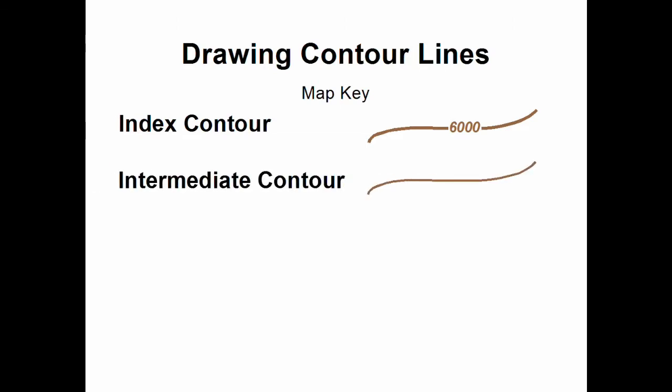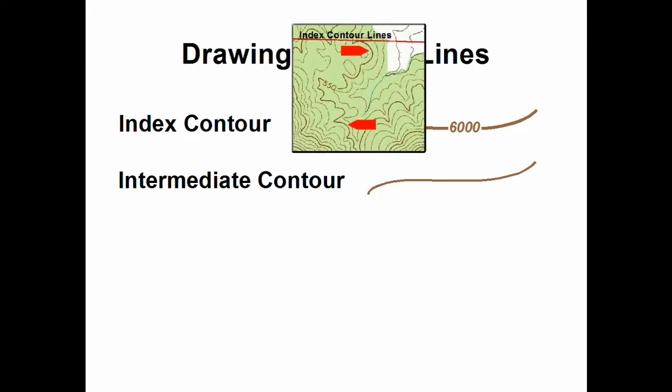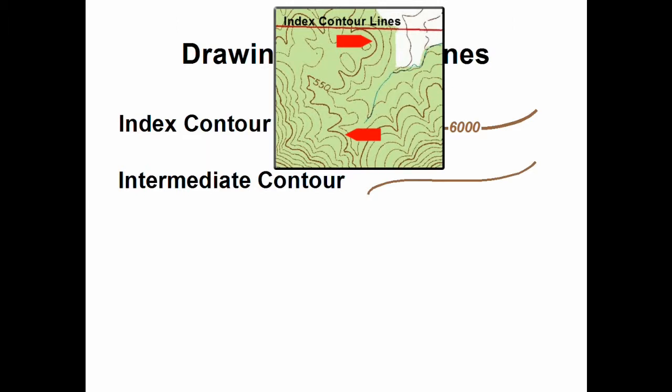However, we can fill in the spaces between index contours with our much finer intermediate contours. Once we know the contour interval, we can always tell the vertical distance between those contour lines. Here is a bolded index contour with intermediate contours to the left and to the right of the 550 line.